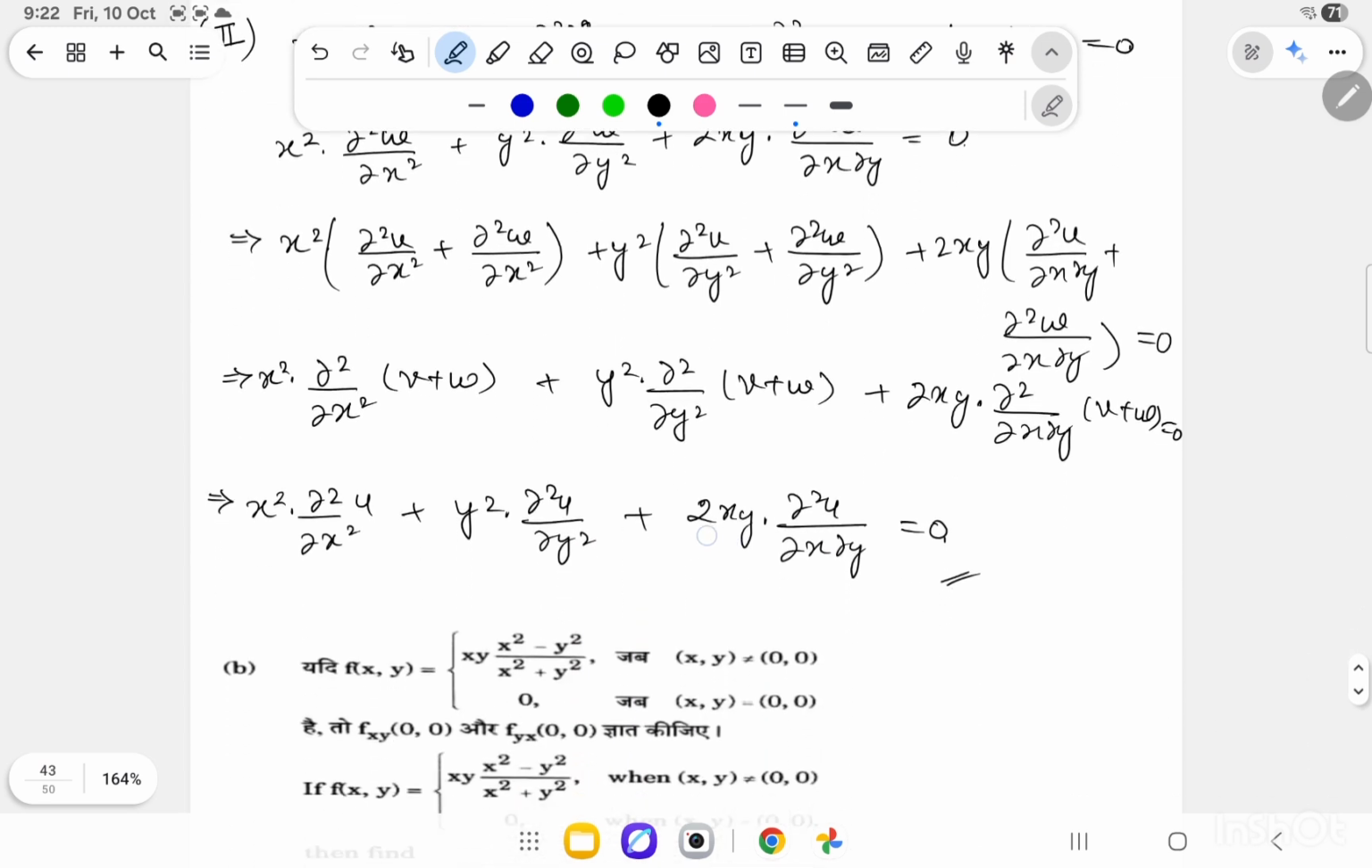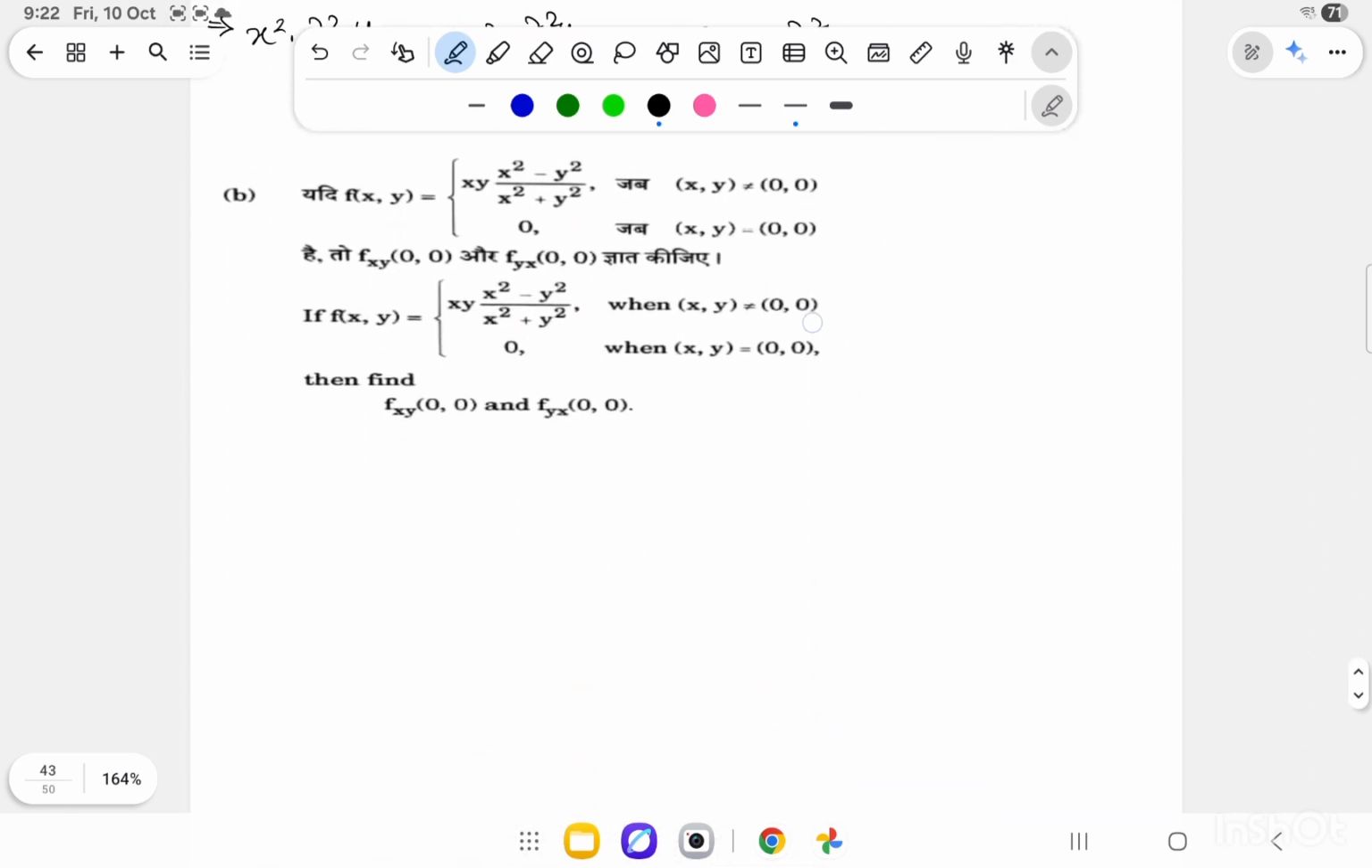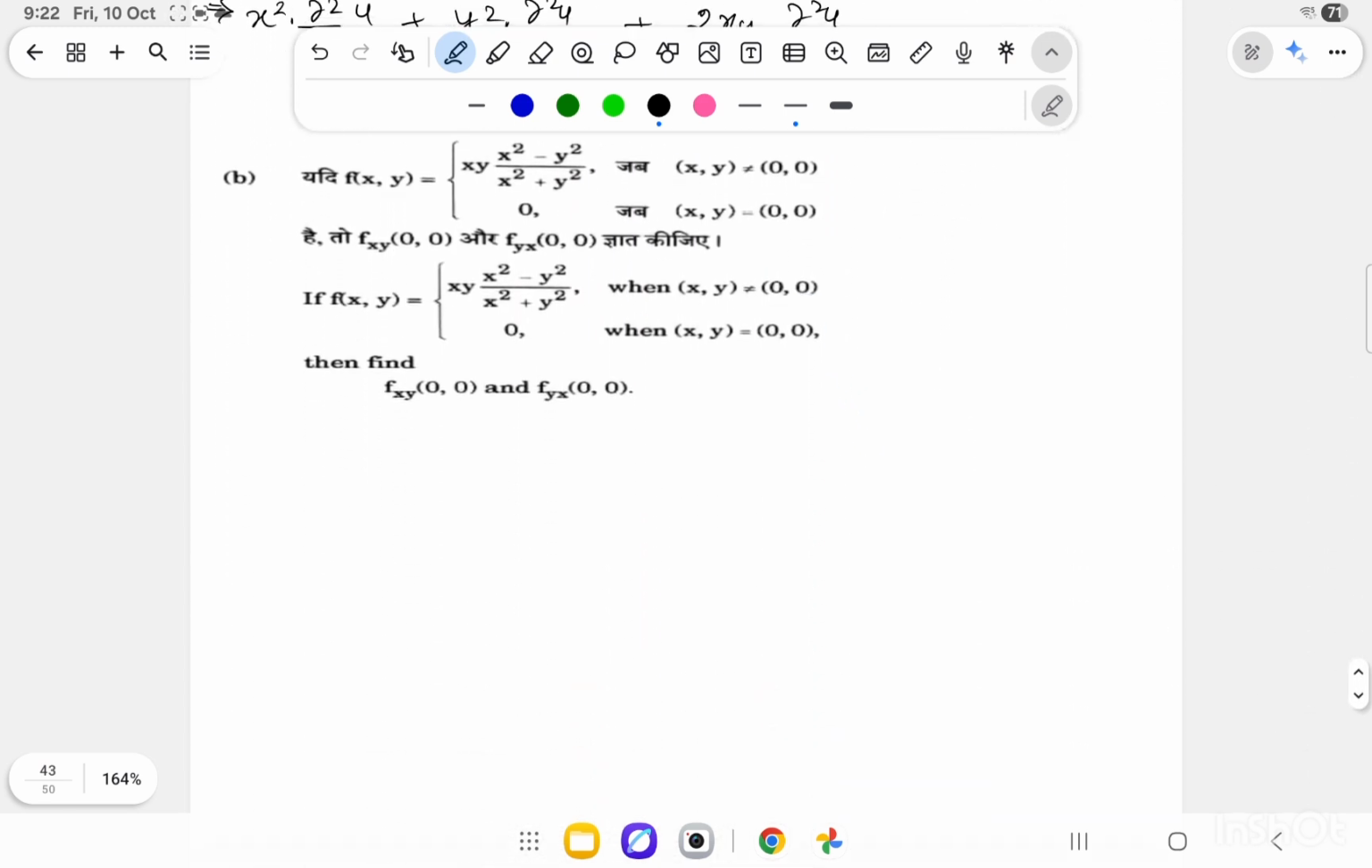So let's move on to see the next question. The next question says that they have given us a function in two variables defined as this, and we are supposed to find f_xy(0,0) and f_yx(0,0).